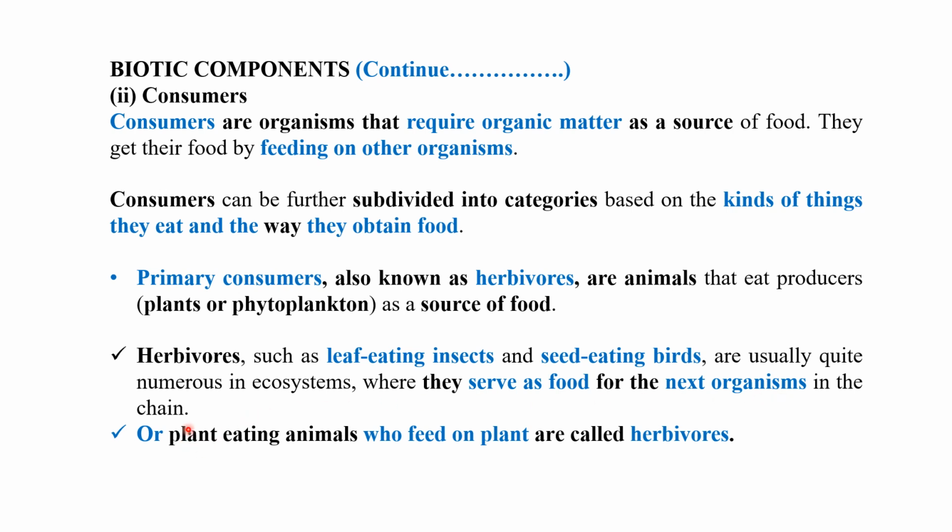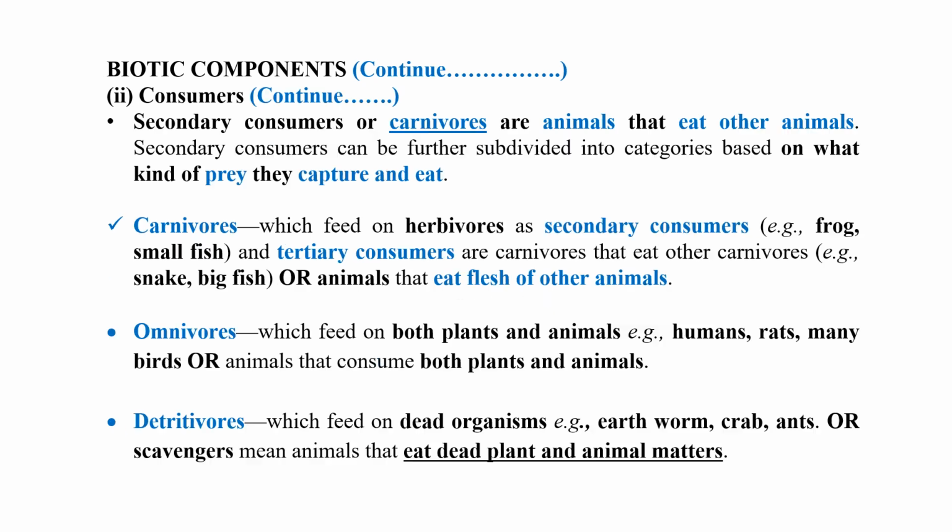How can we define the consumers once again? Plant-eating animals that feed on plants are called herbivores. So herbivores are also consumers. They are the primary consumers.